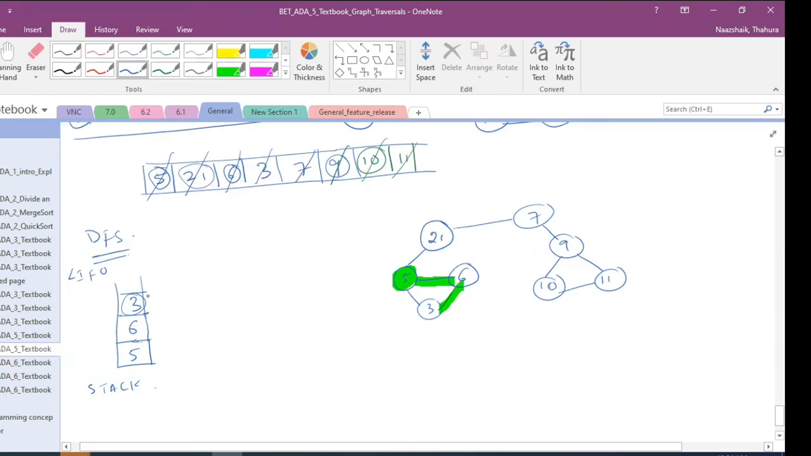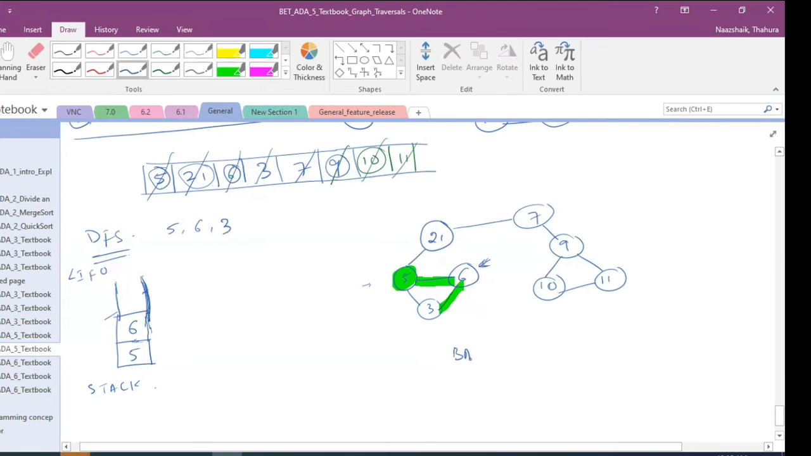So there's nothing more to process on 3. So I am going to remove it from the stack. So we've visited 5, 6, 3. So I'm going to remove it from the stack. So this is backtracking. Now you understand how we are backtracking. We were here, then we went here, then we went here. Now we are done with 3. So we are coming back to 6.